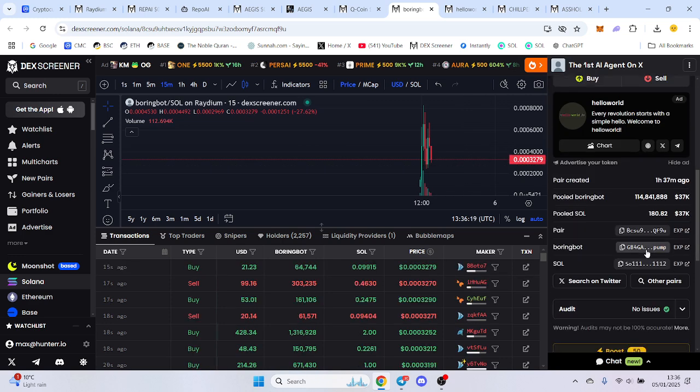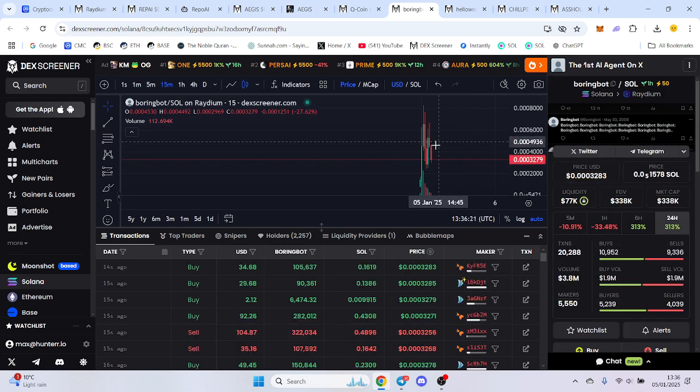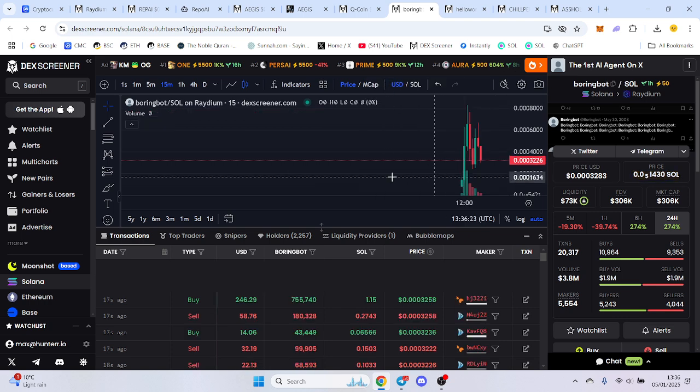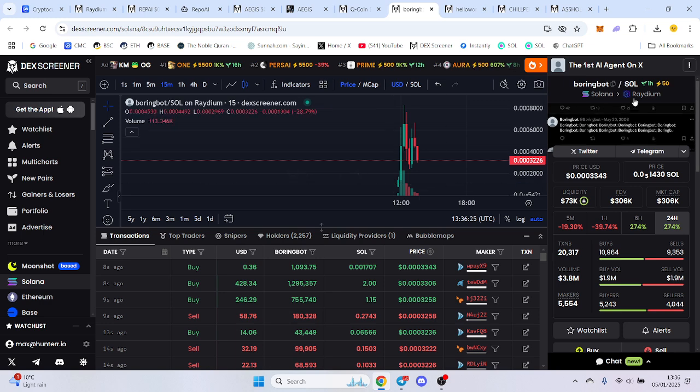This looks like, was it a Pump.fun? Of course it was. Doesn't look great. Doesn't look terrible. But all it's got is the first AI agent on X. Like, no one cares really. That's my analysis on it.